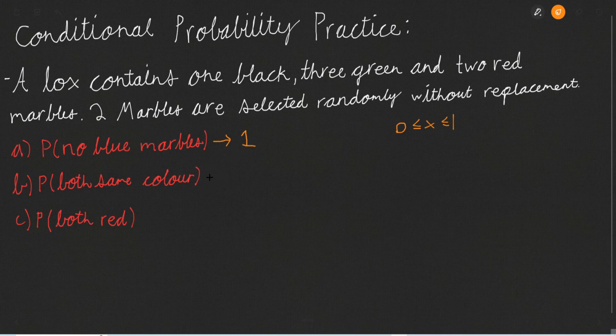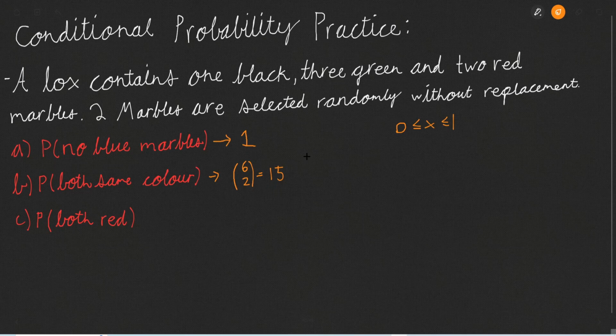So now for part B, we want to find the probability that both of the marbles selected are going to be the same color. So the first thing we want to do here is find out how many total possibilities there are for selecting our marbles. If we count it up, we have 1 black, 3 green, and 2 red, which means that we have 6 marbles in total, and we have 2 marbles selected at random. And since it's without replacement and the order doesn't matter, we need to use combinations of 6 choose 2, which will get us 15 total possibilities of how we could select marbles.